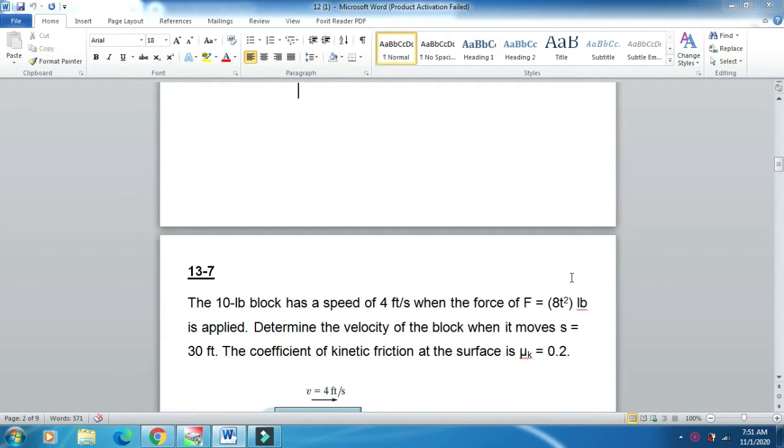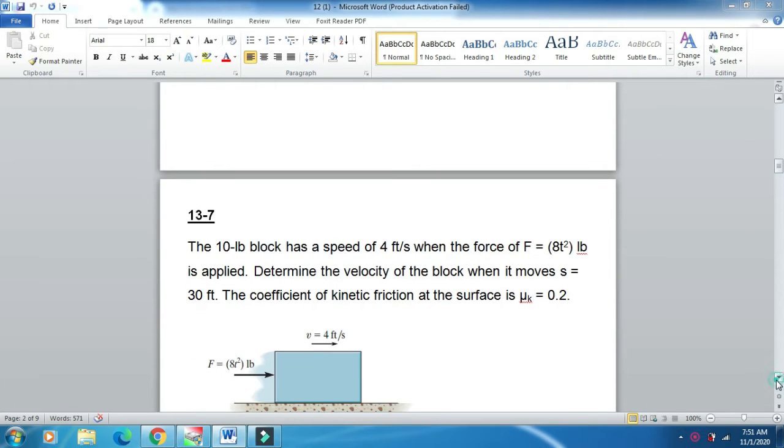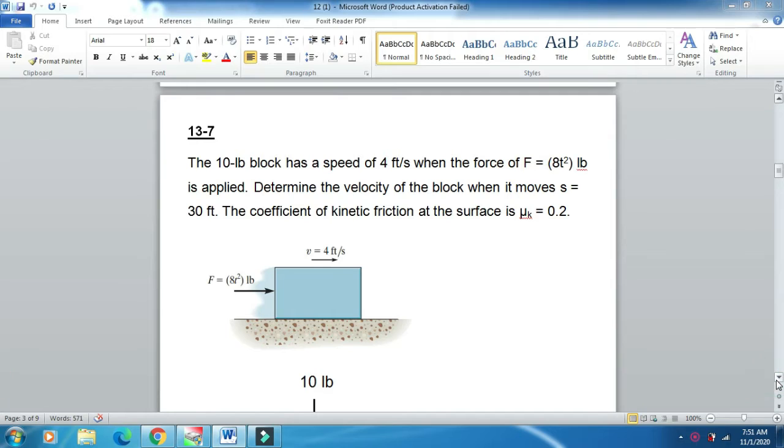Next problem is related to kinetics of the particle, problem 13-7 of the book. In this problem there is a block which is moving with a speed of 4 feet per second. The force is variable, it is 8t square. We have to find the velocity of the block when it moves to s equal to 30 feet. The coefficient of kinetic friction at the surface is 0.2.